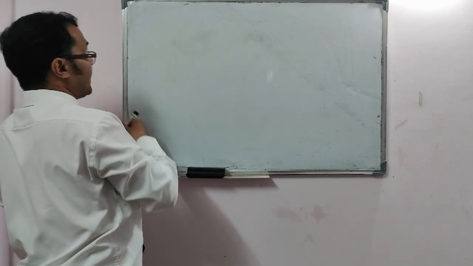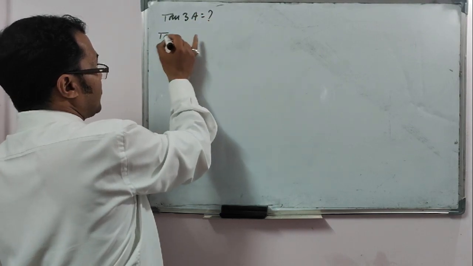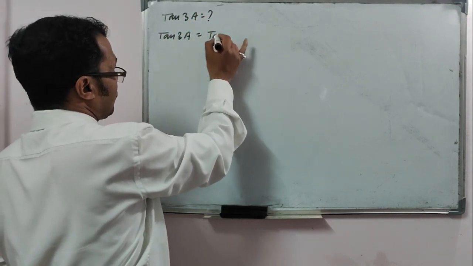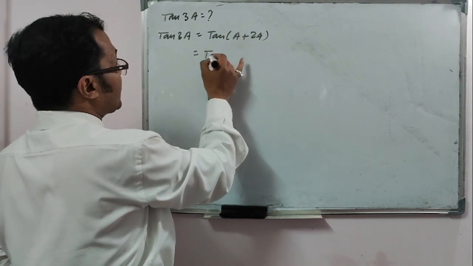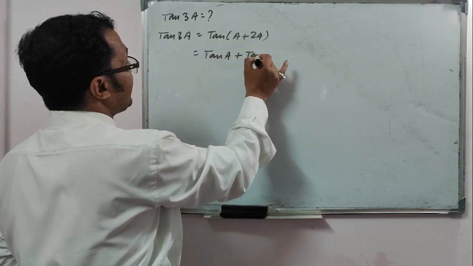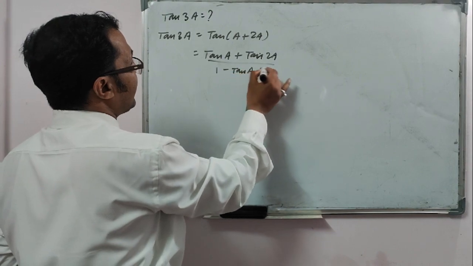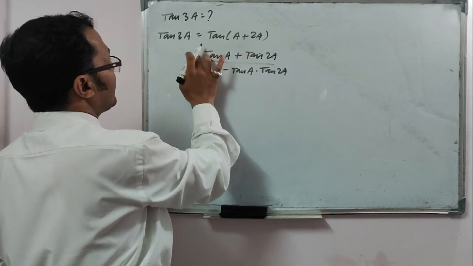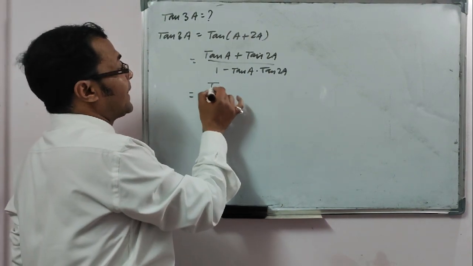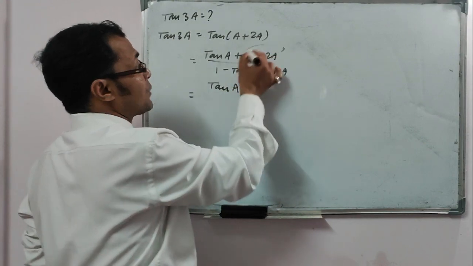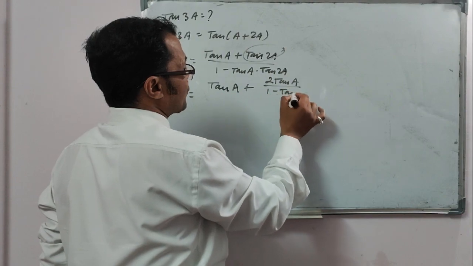Okay. So for tan 3A, again, tan 3A means tan (A plus 2A). So that is the formula: tan A plus tan B by 1 minus tan A tan B. Hope you understood this. We have used this formula before also while finding tan 2A. Now what is the formula of tan 2A? 2 tan A by 1 minus tan square A.